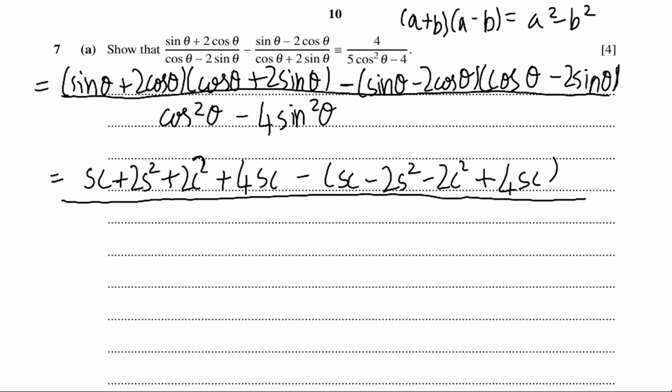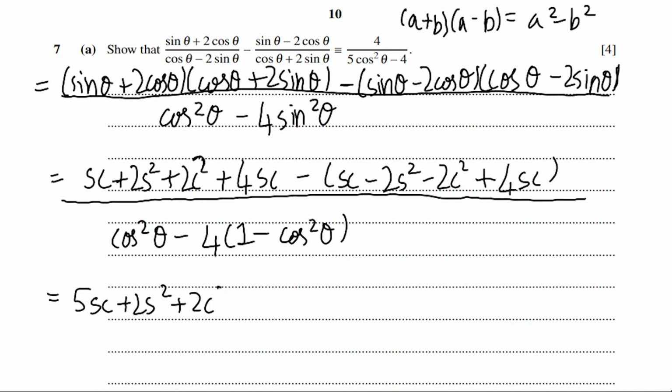Okay, so there is an identity sin square theta plus cos square theta is equal to 1. Now for sin square theta we can write that sin square theta is equal to 1 minus cos square theta. So we'll say that cos square theta minus 4 times (1 minus cos square theta) is our denominator. Okay, and then we'll simplify it. Now in the numerator we have 5 sin theta cos theta plus 2 sin square theta plus 2 cos square theta, minus (sin theta cos theta plus 4 sin theta cos theta) which is 5 sin theta cos theta, minus 2 sin square theta minus 2 cos square theta.